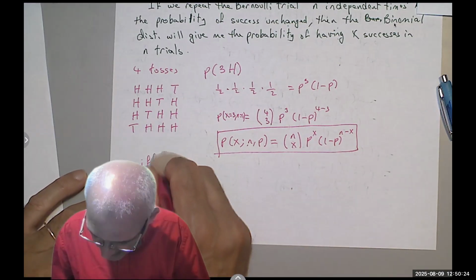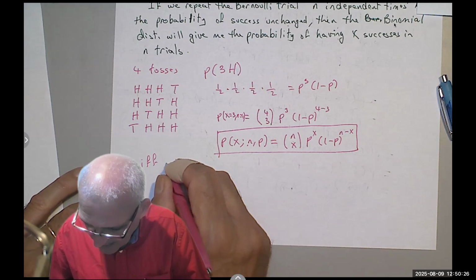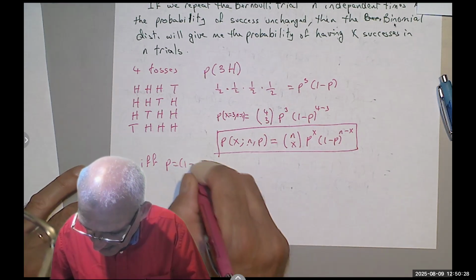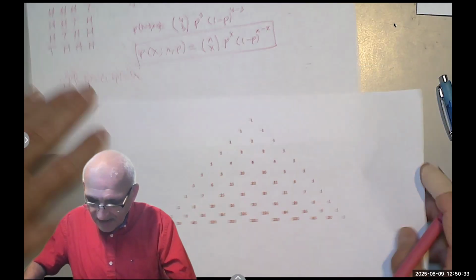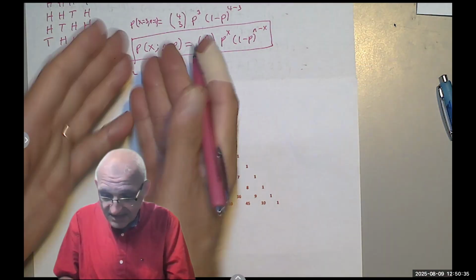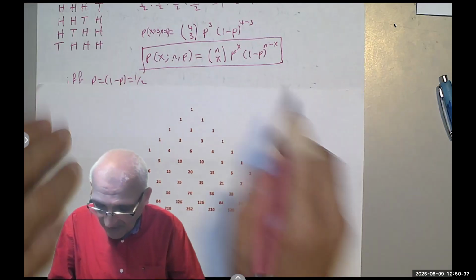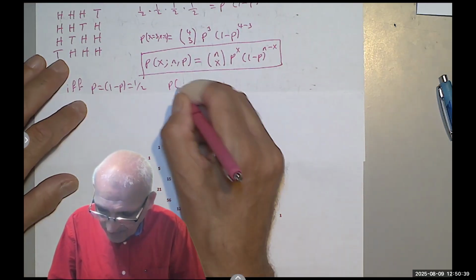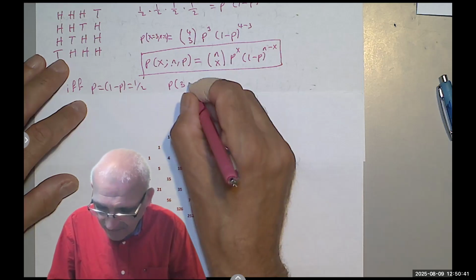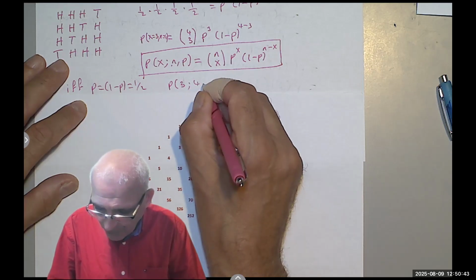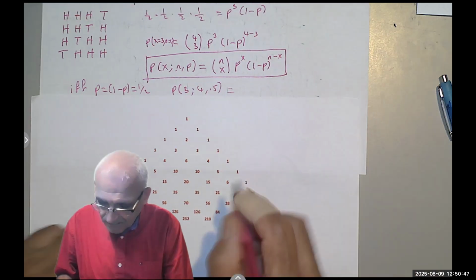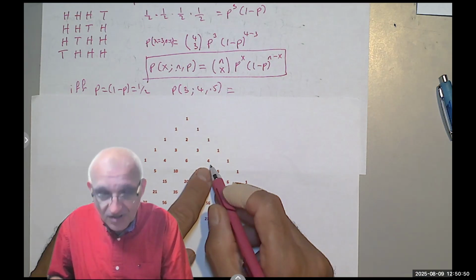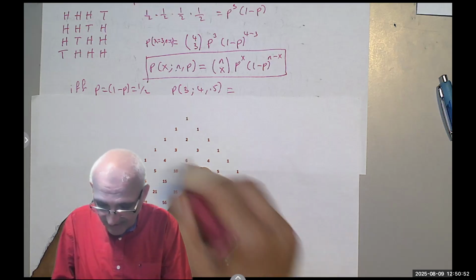If and only if P equals 1 minus P equals 1/2, I can use the binomial, I can use Pascal triangle. Like in this case, I could have said that the probability of 3 given 4 trials and 0.5, of course, if it's 1/2, equals this guy, which is 4, right? So I can get it from the triangle.